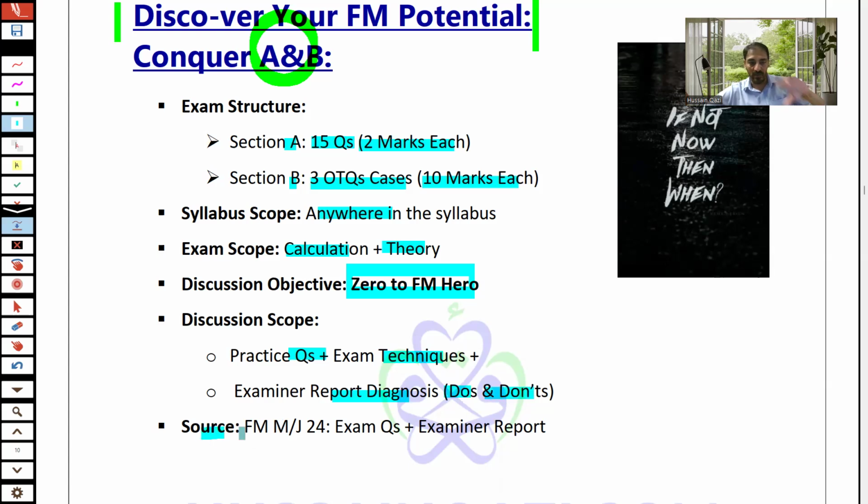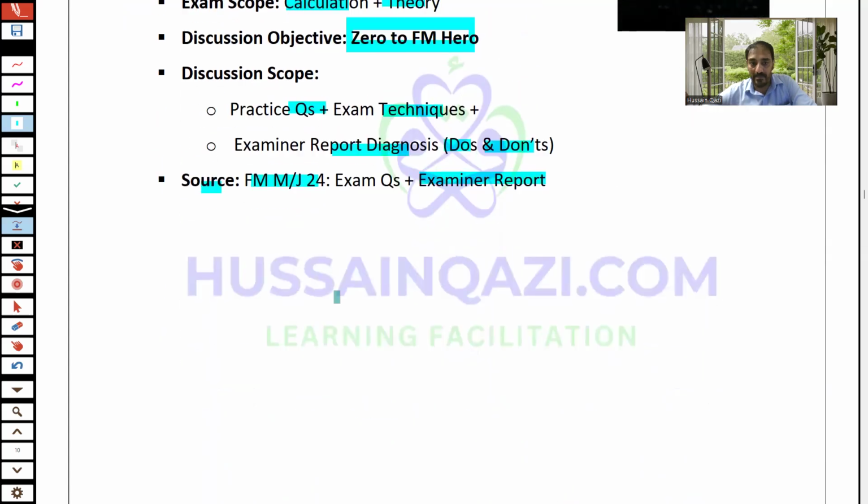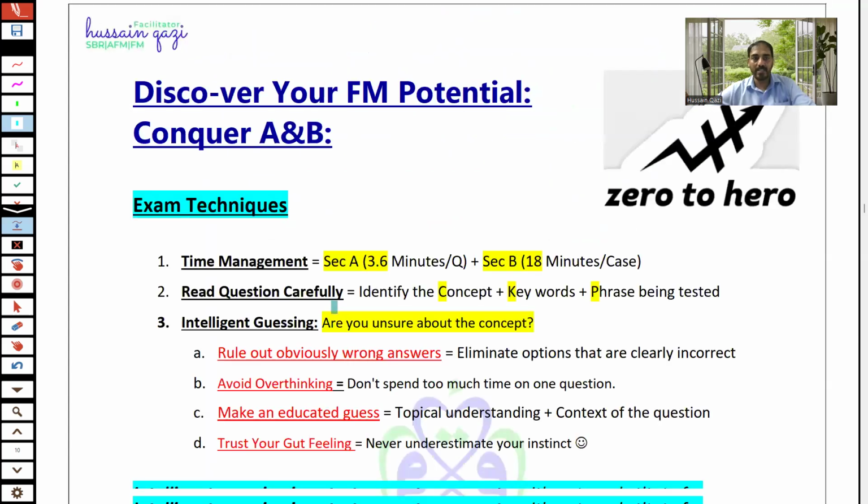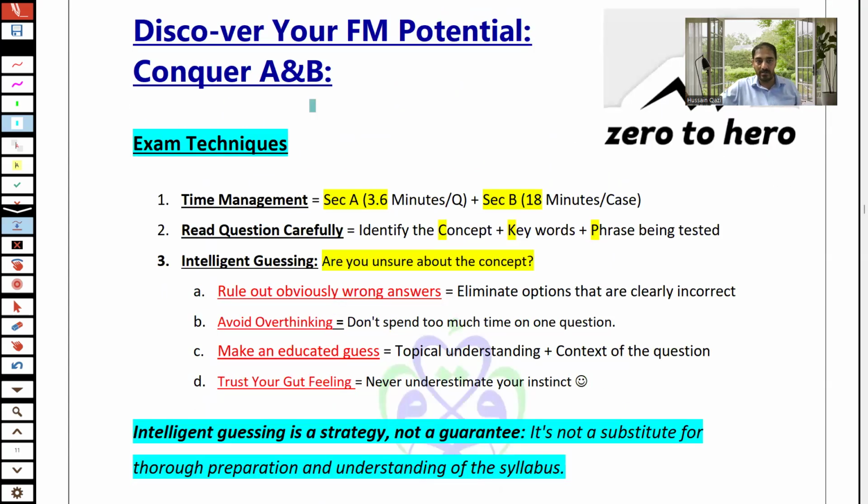The source of the questions is FM March June 24 Section A and B type questions, which I have extracted from the examiner report: 4 Section A type questions and 1 OTQ case of Section B type questions. Before starting the practice, I want to emphasize some exam techniques to cover Section A and B type questions.